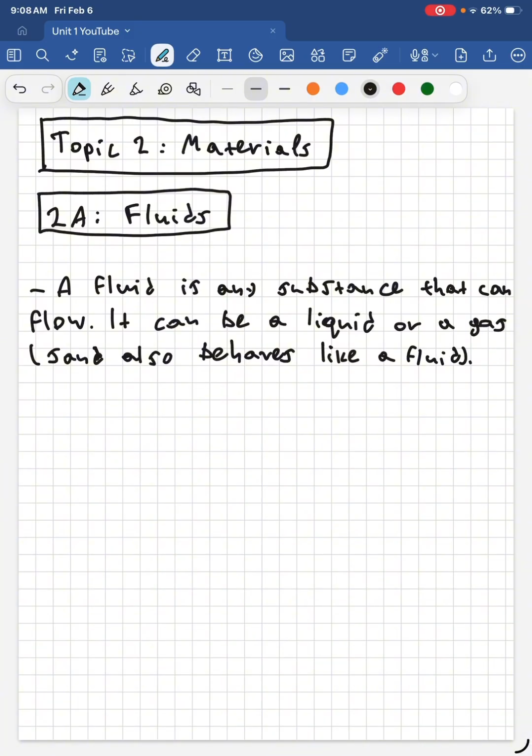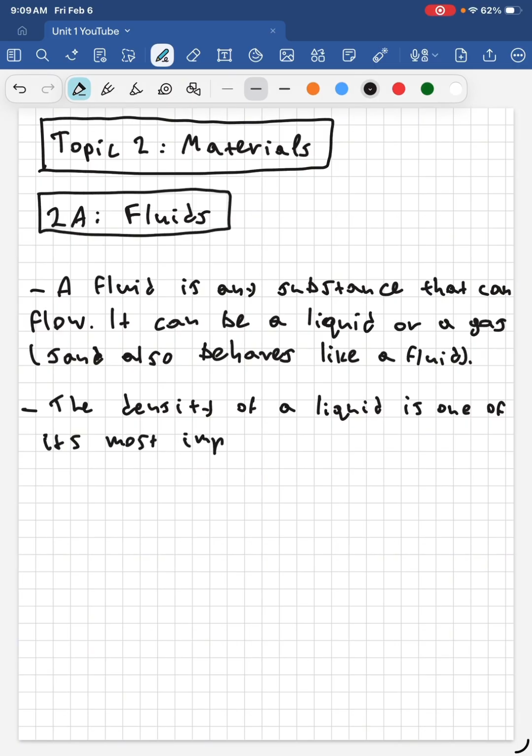The density of a liquid is one of the most important properties, and it's useful when we work with upthrust, drag, and stuff like that. So let's go write it down. So the density of a liquid is one of its most important properties. And the definition is very popular.